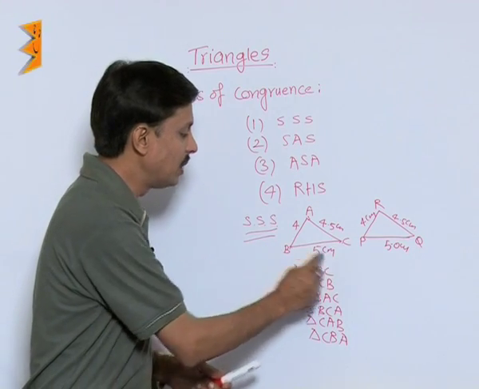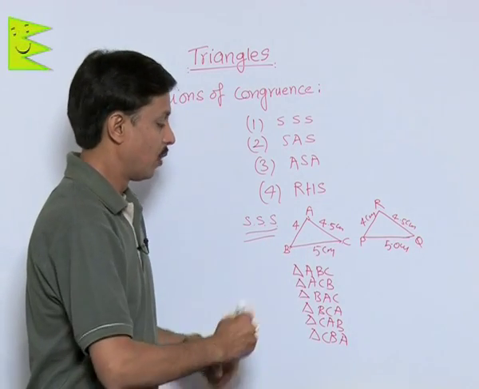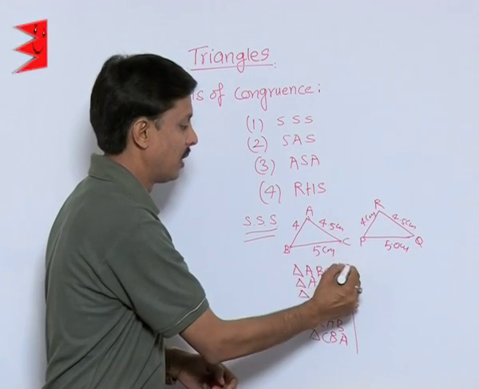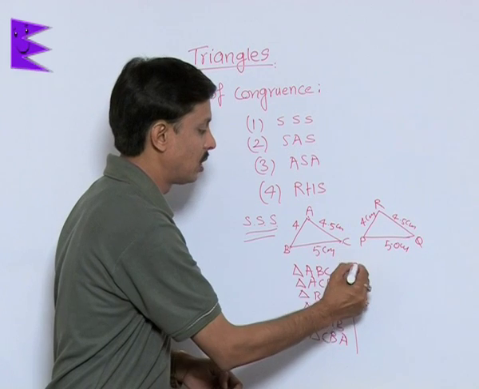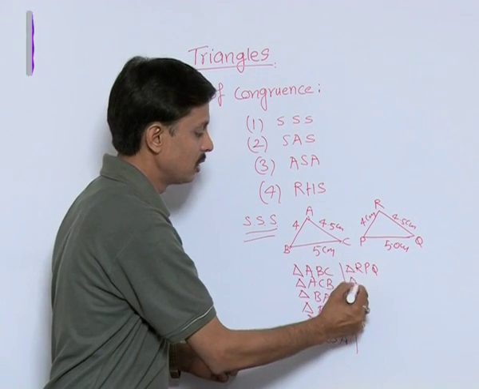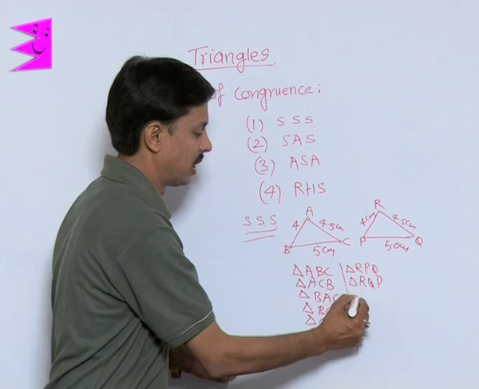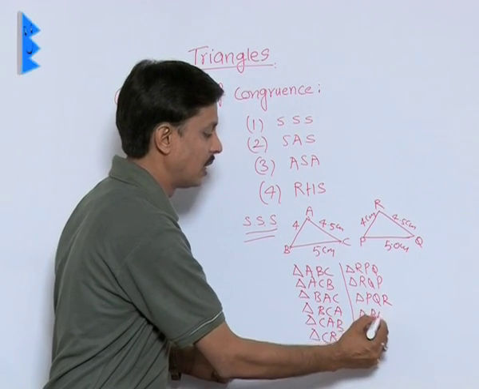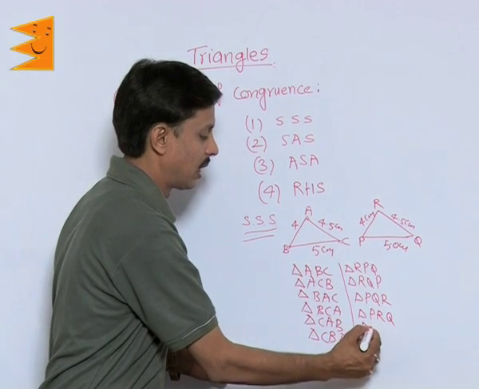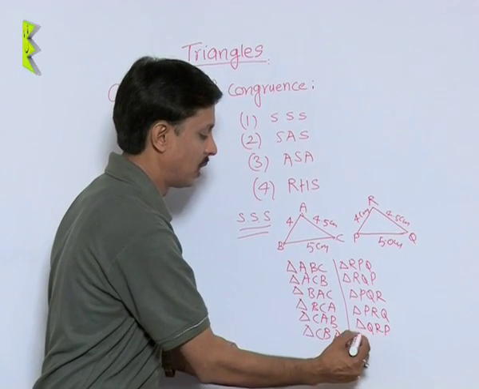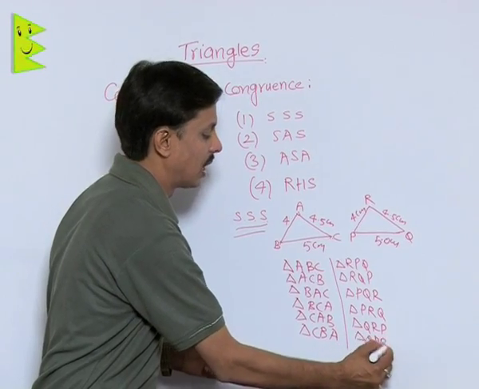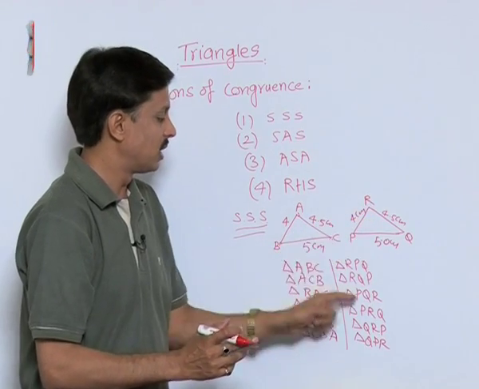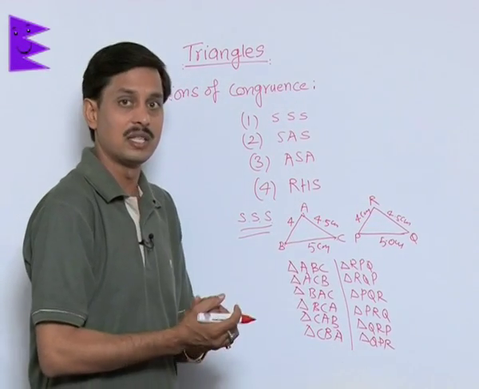So triangle ABC is congruent to which triangle? First of all, I want to write the 6 names of this triangle: triangle RPQ, first name; triangle RQP, another name; triangle PQR; triangle PRQ, fourth name; triangle QRP, fifth name; triangle QPR, last name. So this triangle is also named in the 6 ways.